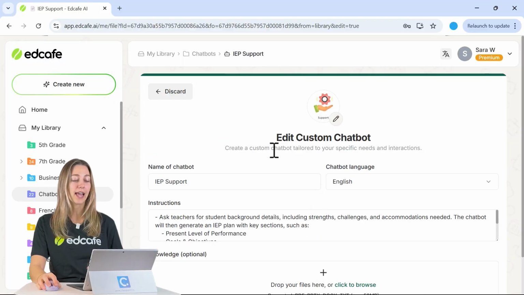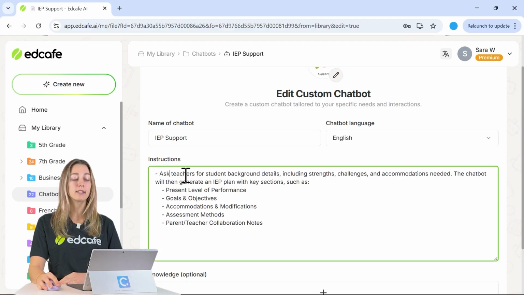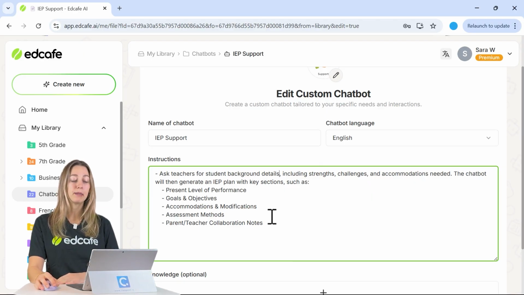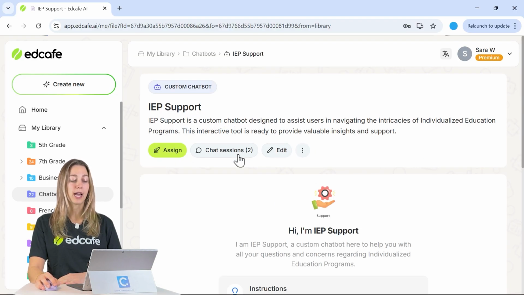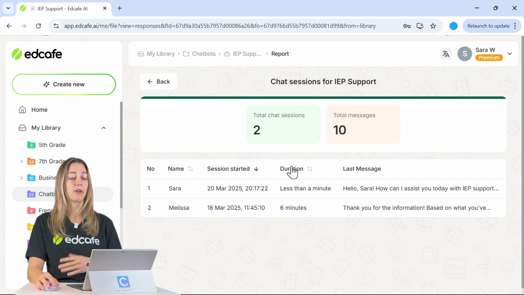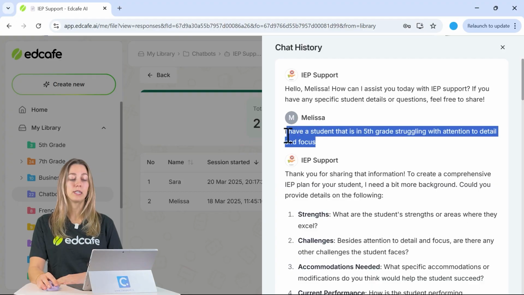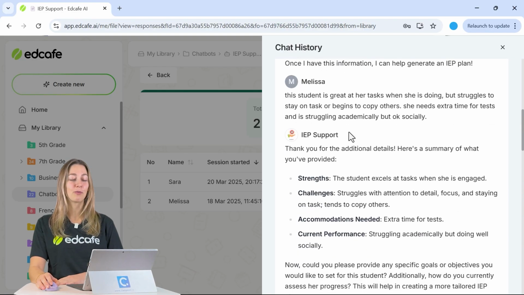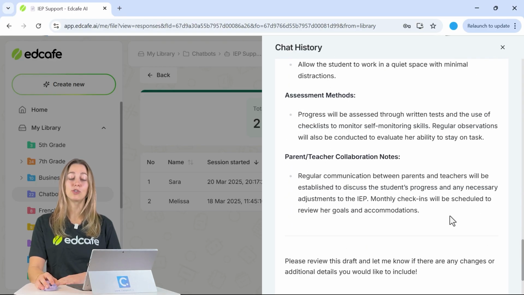So if we take a look here at this IEP chatbot, we can see in our additional instructions that we want the chatbot to ask the teacher for student background details, including some strengths, challenges, and accommodations. And then the chatbot will generate an IEP plan with these specified sections. So we can take a look at some chat sessions. This is a great way for teachers to take advantage of the chatbots. So if we take a look here, we can see that we describe our student and the chatbot asks for a couple more pieces of information before it then goes ahead and provides that IEP plan for teachers to use.